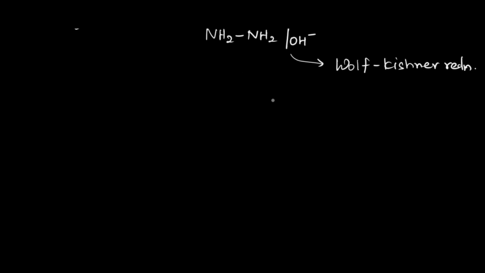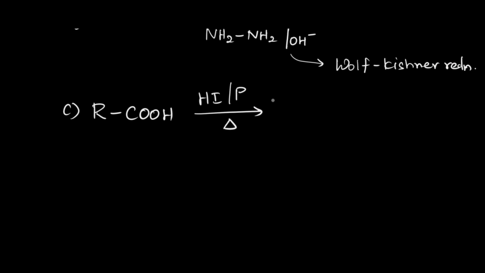What about if I am using carboxylic acid? Carboxylic acid with HI with red phosphorus, heating, will give you RCH3.